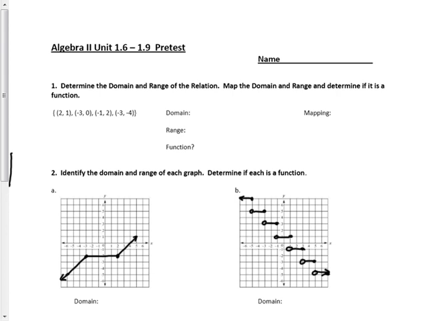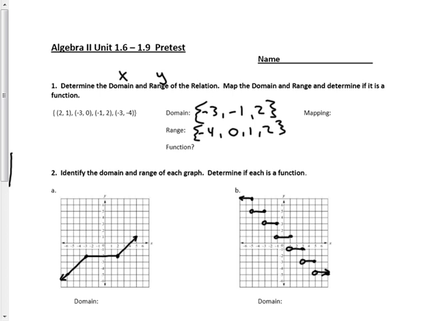Determine the domain and range. Domain is x's, range is y's. So the domain in this case, I've got a -3 for an x, I've got a -1, and I've got a 2. The range, there's a -4, a 0, a 1, and a 2.